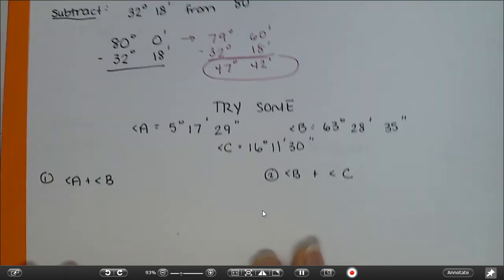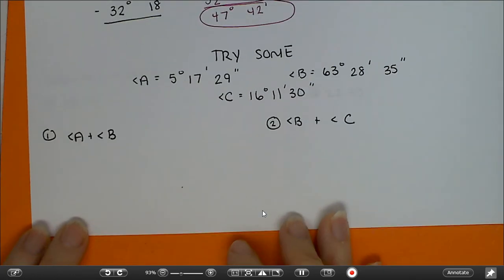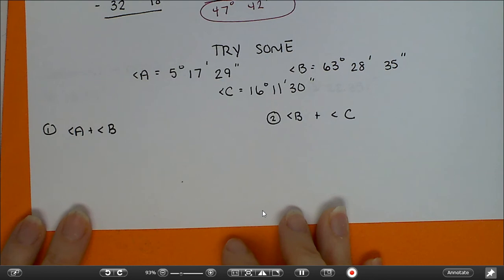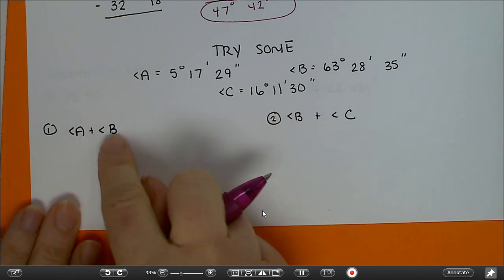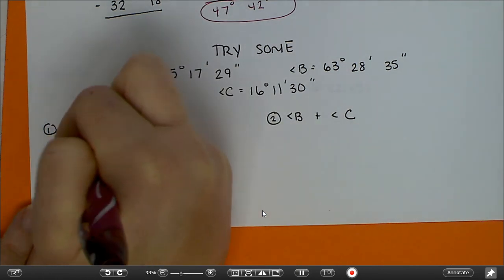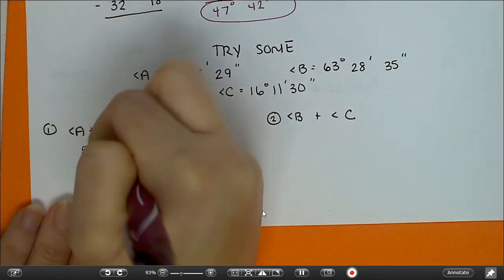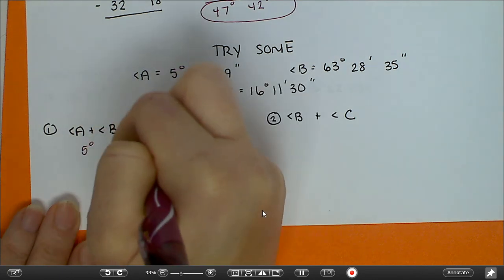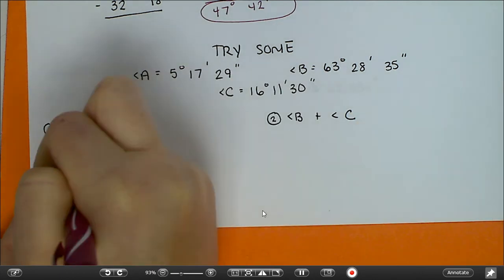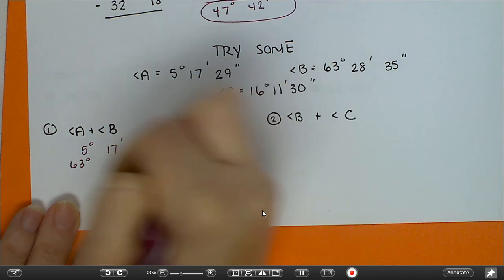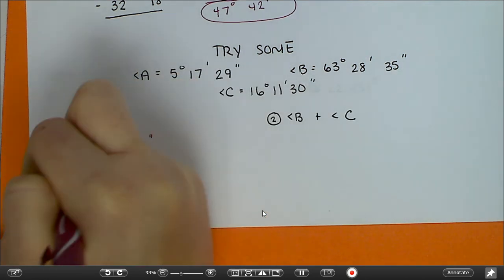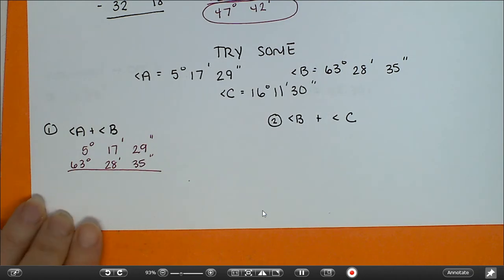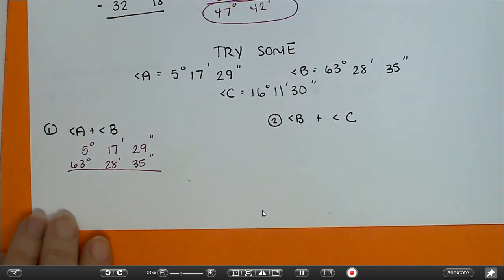All right, so here are a couple problems that you could try. I'll go over them real quick because this video should be fairly quick anyway. So we want to add A and B. So we have 5 degrees, 17 minutes, 29 seconds, and 63 degrees, 28 minutes, and 35 seconds. So go ahead and try that on your own and then come back and check your answer.